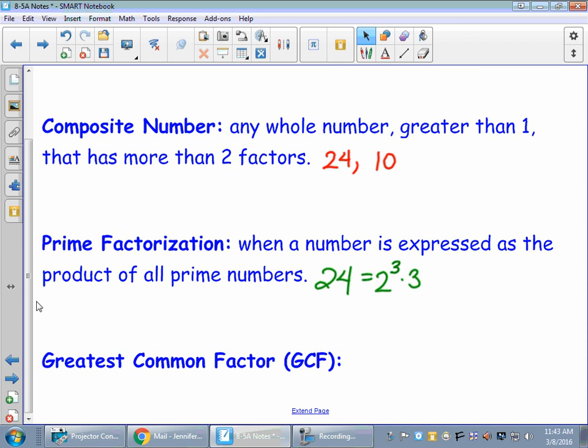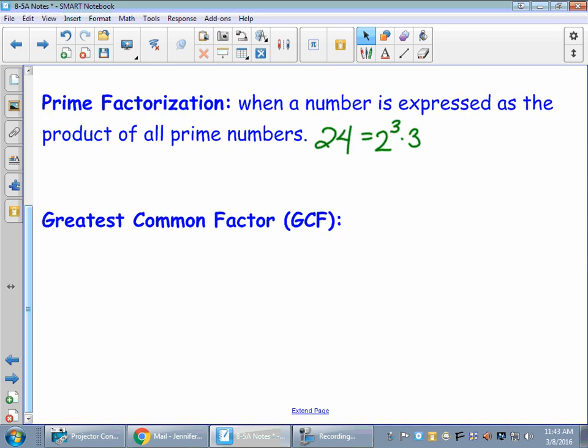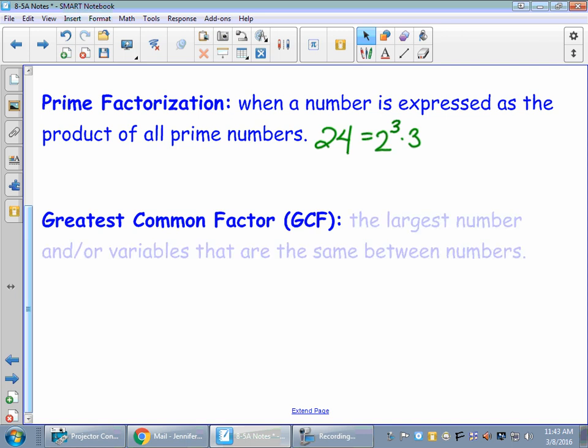And so it's only prime numbers. 2 cannot be broken down any further, and neither can 3. Now we're going to talk about greatest common factor, because this is finding a common number between numbers.